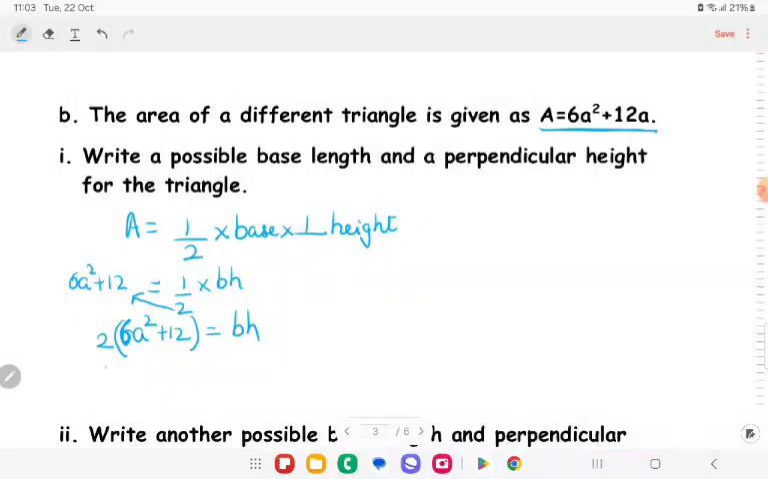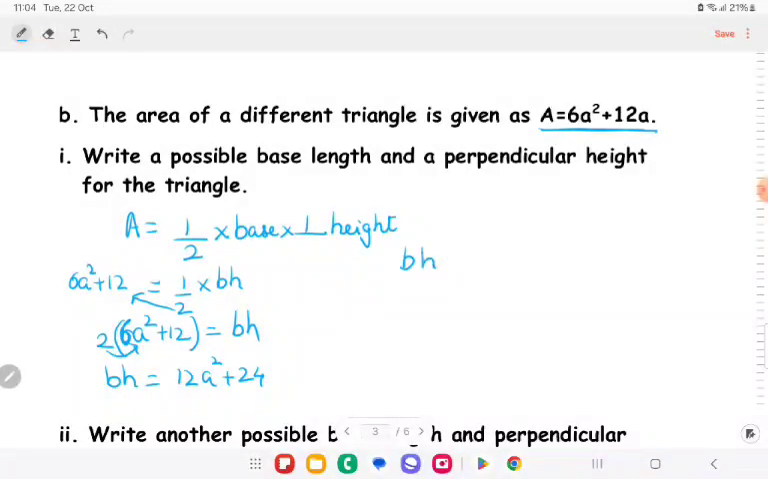Alright. So, base into height will be 2 into 6 makes it 12a square plus 2 into 12 makes it 24. Let's factorize this.